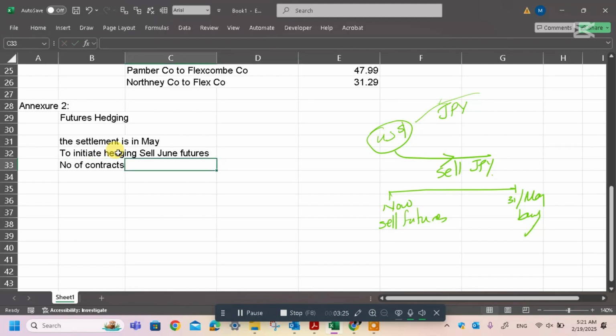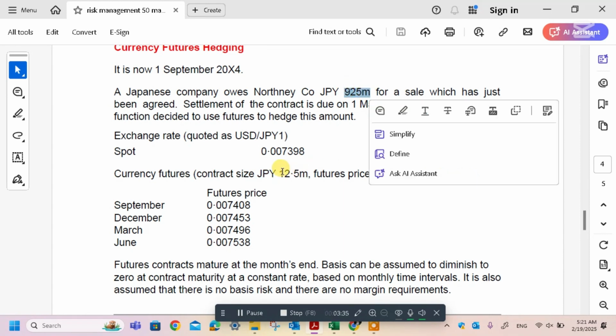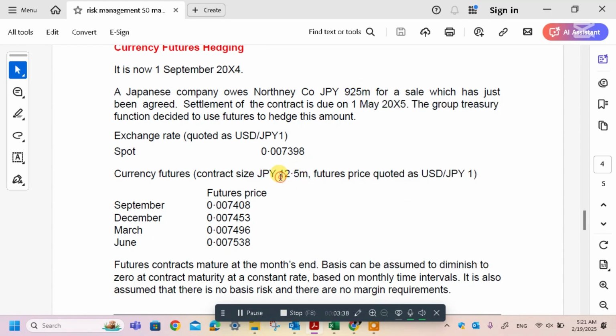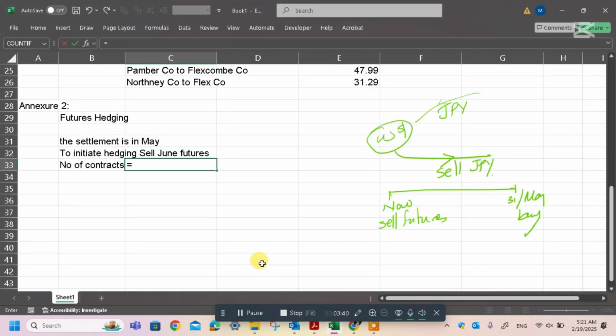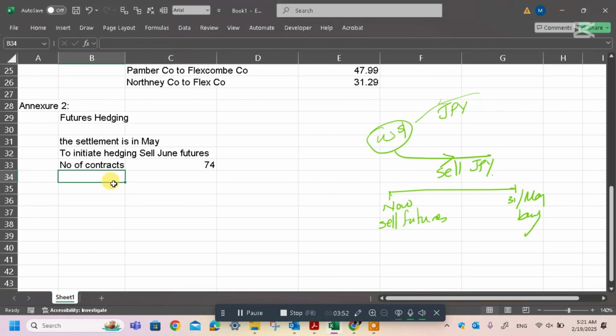It's very easy this time because the transaction is also in yen. Contract currency is in yen, so simply divide it. 925 million yen is the transaction amount, 12.5 million yen is the size of the contract. 925 divided by 12.5 is 74 contracts. I believe this is a whole number. There is no over hedging, under hedging. Yes, exactly 74 contracts.